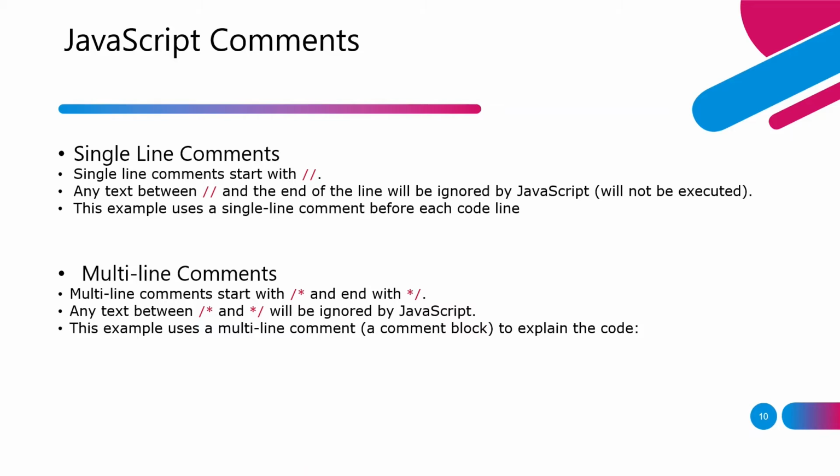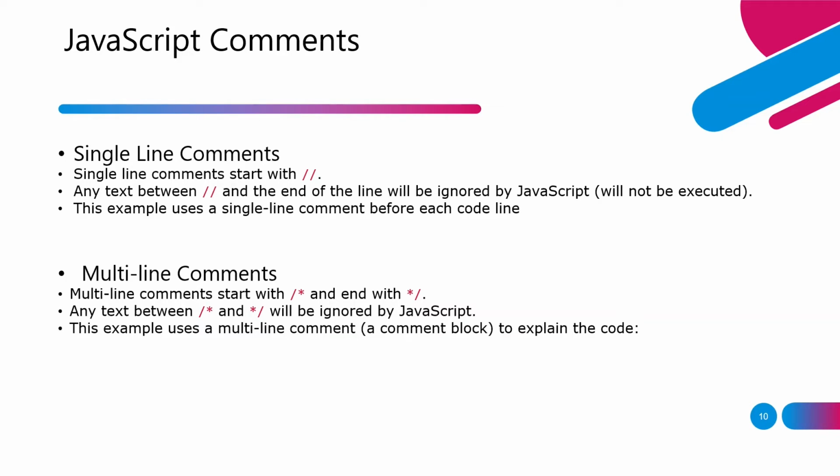JavaScript comments. Single line comments. Single line comments start with a double slash. Any text between the double slash and the end of the line will be ignored by JavaScript and will not be executed. This example uses a single line comment before each code line.